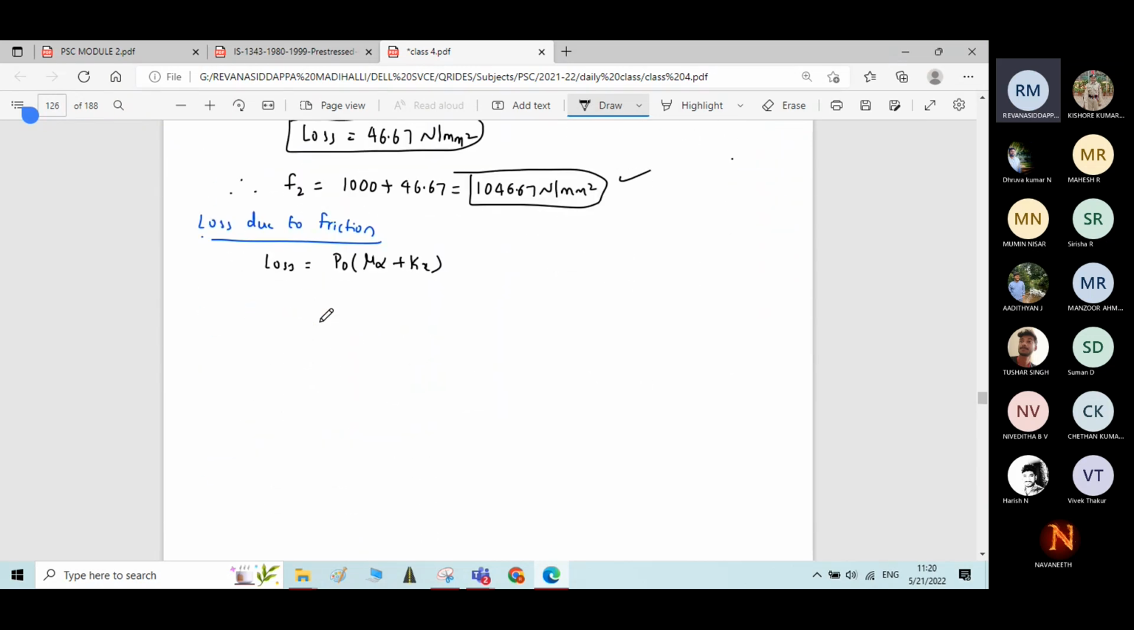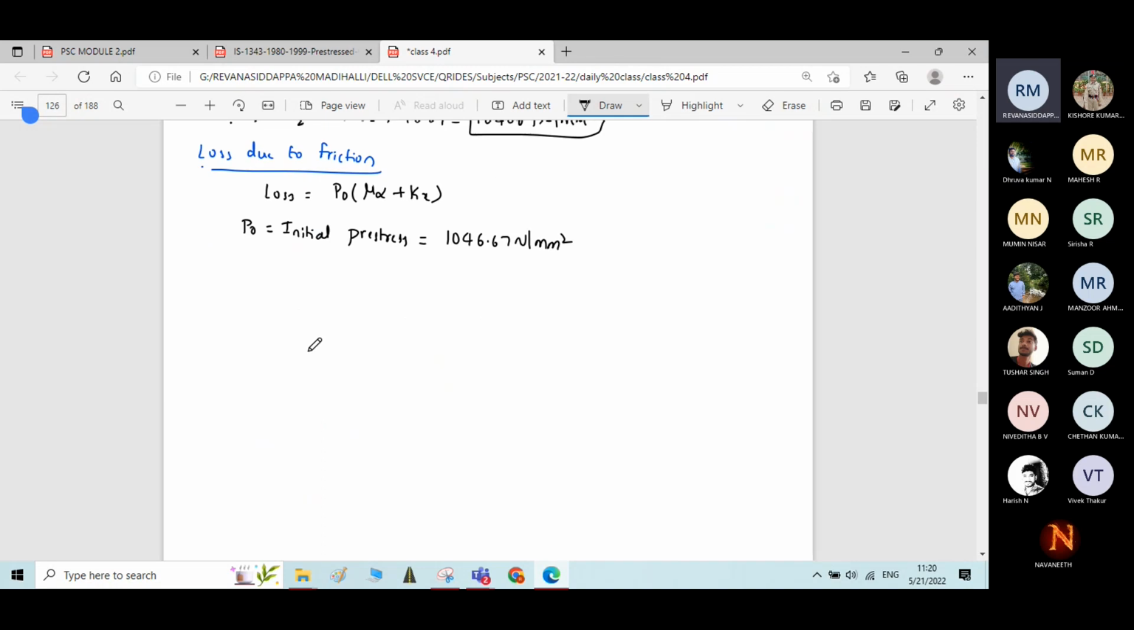Now the initial pre-stress should be assumed as P naught, taken as 1046.67 Newton per mm square. Don't take 1000 Newton per mm square. Take 1046.67 as initial stress, then calculate the loss due to friction. Again, for this 1046.67, whatever loss due to friction you get, you need to add to overcome the loss due to both friction and anchorage.